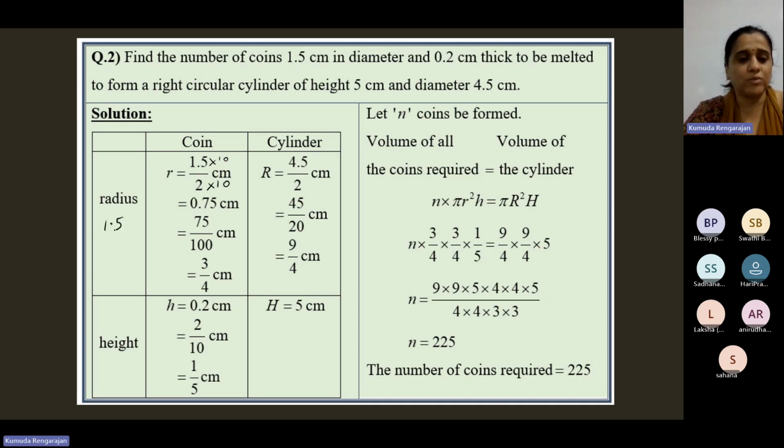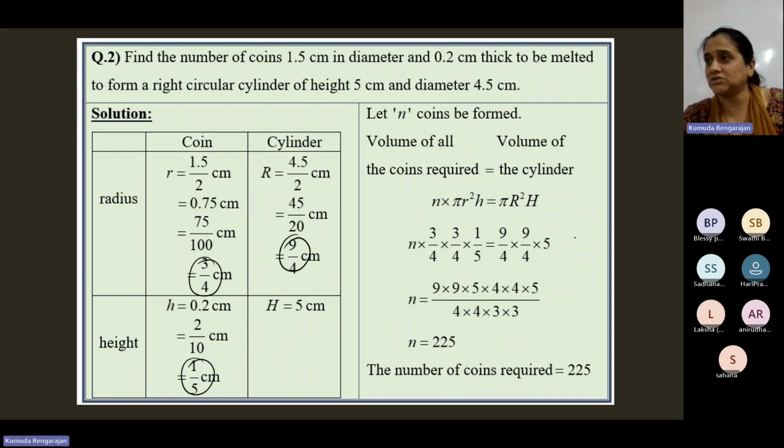1.5 by 2, what did I say? Into 10 into 10. So it will become 15 by 20, so 3 by 4. I have written 1.5 by 2 as 0.75. What is 1.5 by 2? 0.75. Then 75 by 100 I've written. It all amounts to the same thing. So I've done all the fraction conversion here itself. So I've directly used the fractions here.